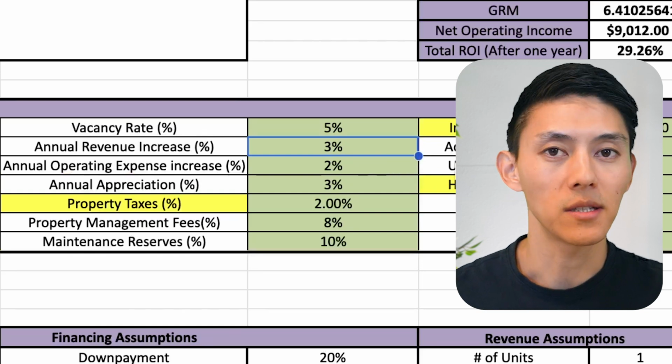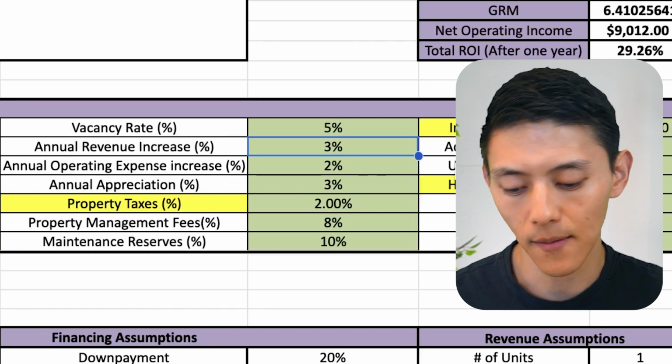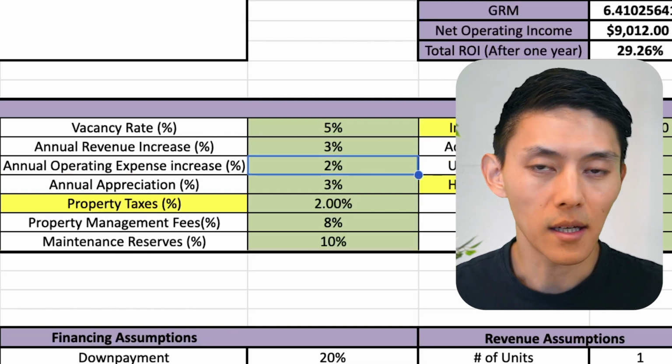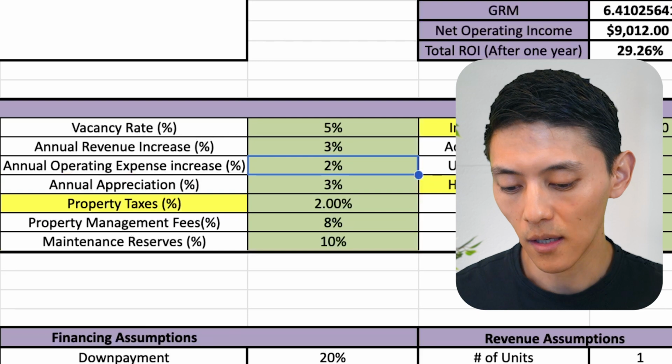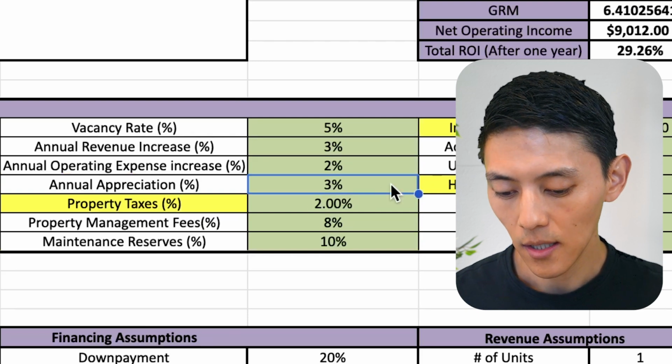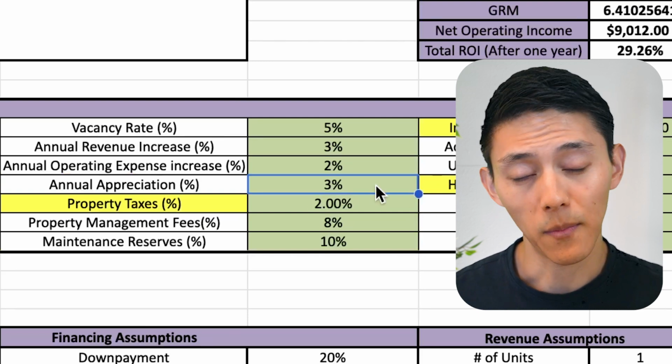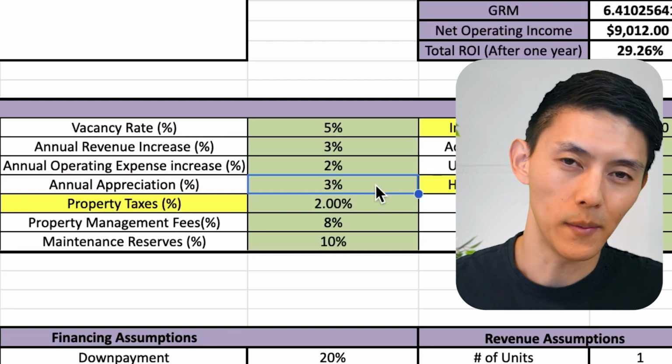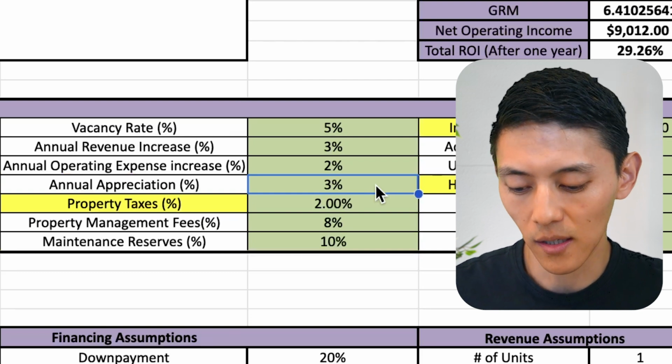This is like how much things cost over time. So every single year, you should be increasing your rents to keep up with inflation. So on average, inflation is about 3%. So we put 3% here. Operating expenses, again, this can be 3% or 2%. I put 2% here. And the appreciation increases by about 3% a year. Again, in some markets, it can be as high as 10%, but you want to be conservative. And again, just focus on it based on inflation.